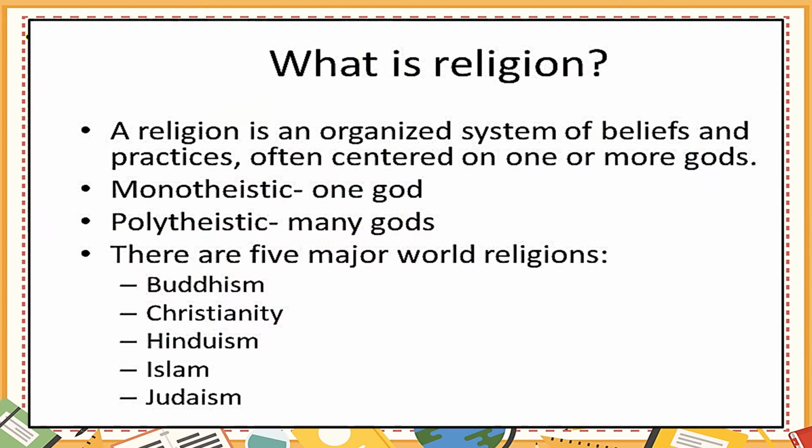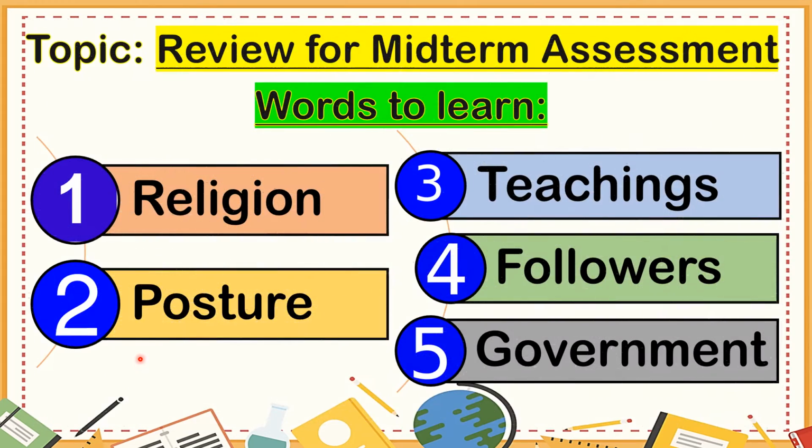So let us study first what is religion. A religion is an organized system of beliefs and practices, often centered on one or more gods. Monotheistic means one god. Polytheistic means many gods. There are 5 major world religions. They are Buddhism, Christianity, Hinduism, Islam, and Judaism.